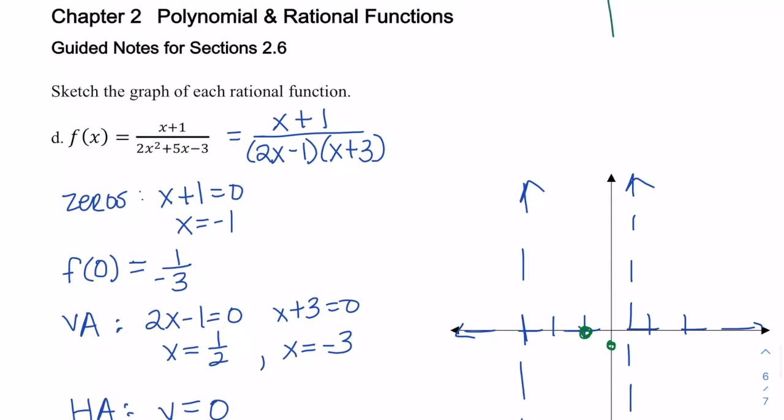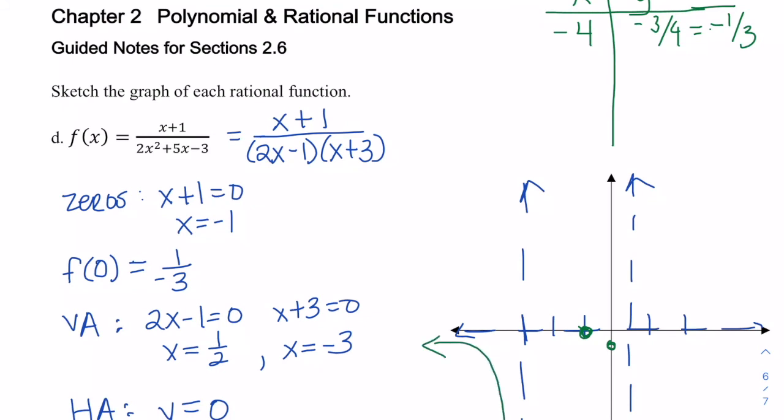So there's a couple points that we need to make sure we plug in. So I'm going to make a little table up here. We definitely want to try something to the left of -3. So -4. And that'll be -3 over -9 times -1, so that's +9. So this is going to be -1/3. So we know this part on the left go down because that was negative.